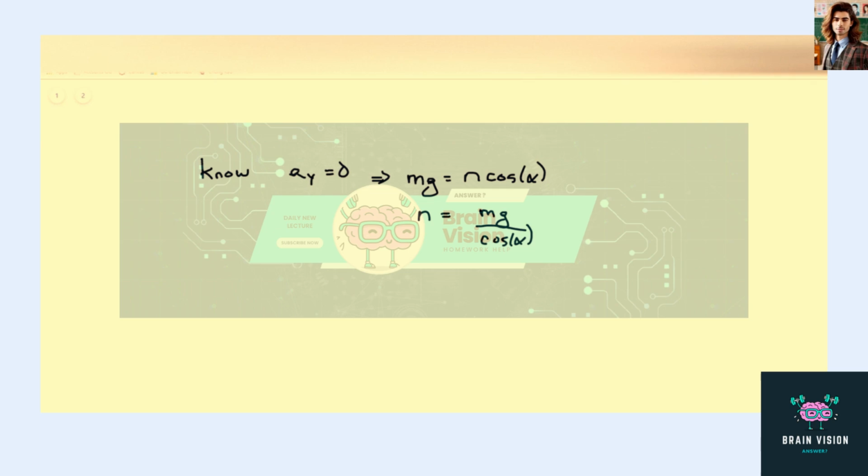Now we have two expressions for the normal force, and we can equate them to one another. When we do that, we get mg over cosine alpha is equal to mass times acceleration in the x direction over the sine of alpha. Sorry about that. Now, whenever we solve this for the acceleration in x, we get it's equal to g times tangent of alpha. Tangent because I moved the sine of alpha over, and then I get sine over cosine. I also cancel the m's at this step.